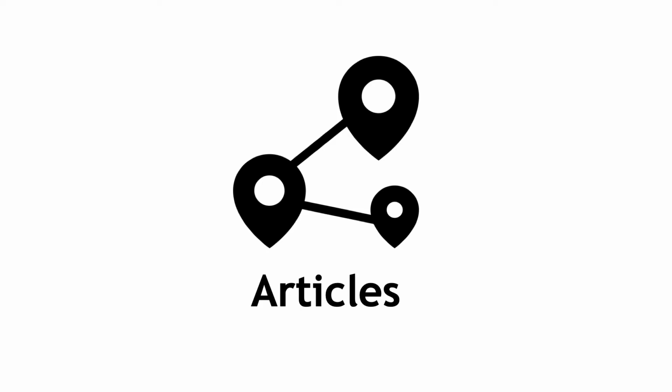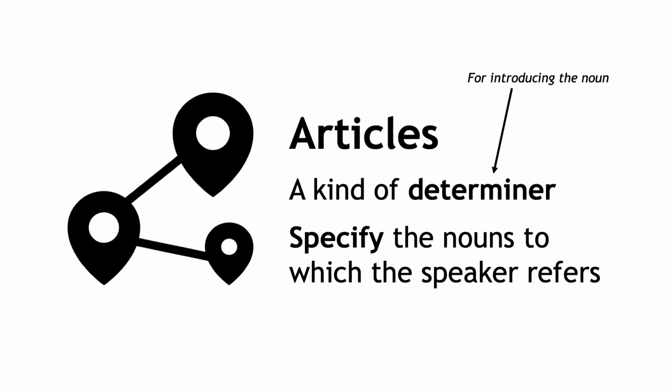In this short video, I will briefly explain what articles are and the two types of articles we have in English. An article is a part of a noun phrase coming before the noun, or what we call the head noun. It functions to introduce the noun as a determiner, telling the readers which noun the writer refers to.